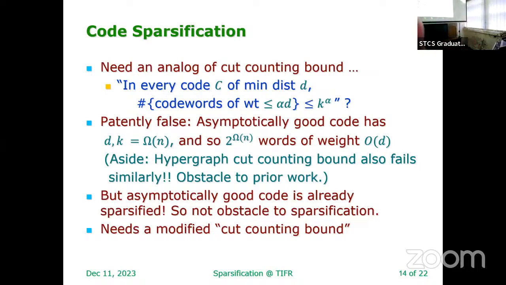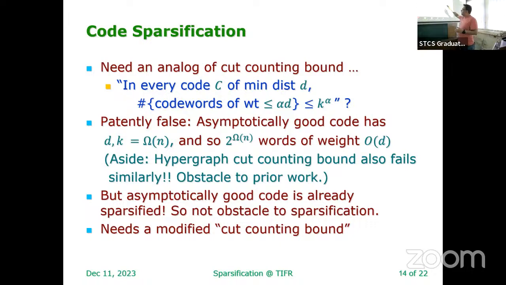These are codes where the generator matrix would have k columns and n rows. Sorry for the swap of modifier, but that's the way it's written in the literature. And n is anyway order of k. So you're not really interested in sparsifying natural codes, but linear algebra in the space is interesting, and the notions of distance and so on turn out to be quite useful over here. Those codes don't really need to be sparsified, but if you do decide that you want to sparsify all codes, how would you modify this cut counting bound?